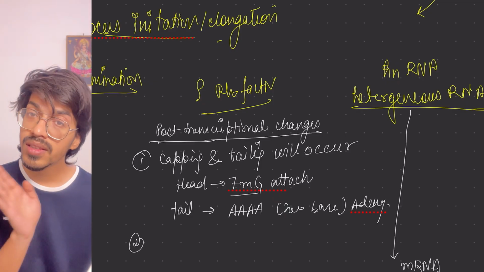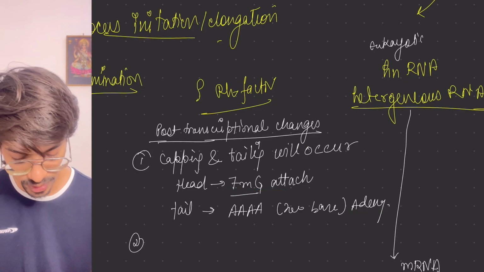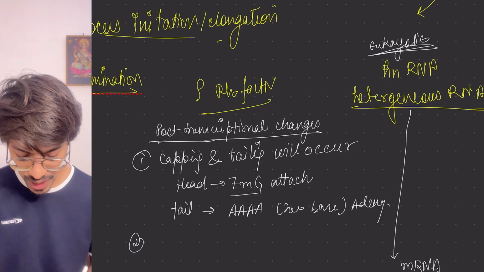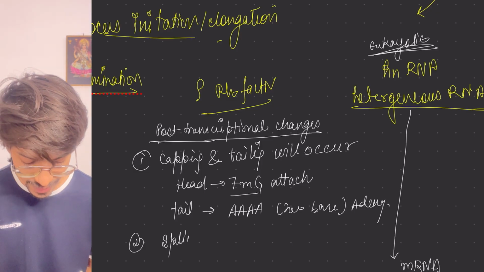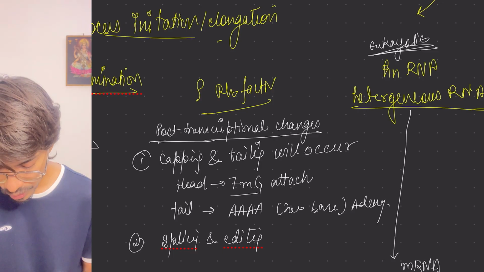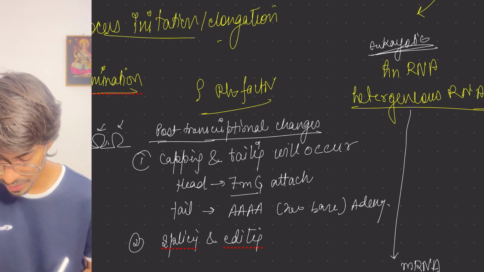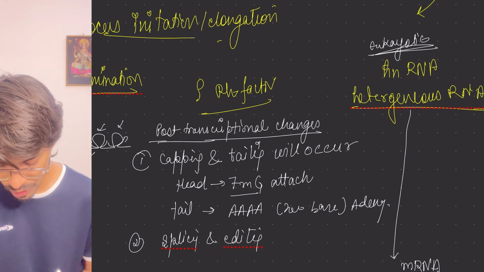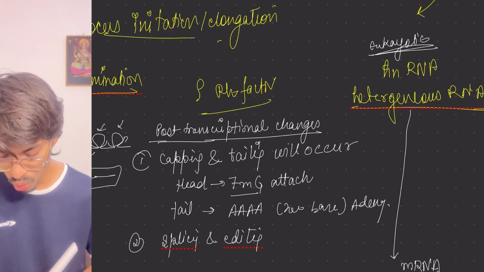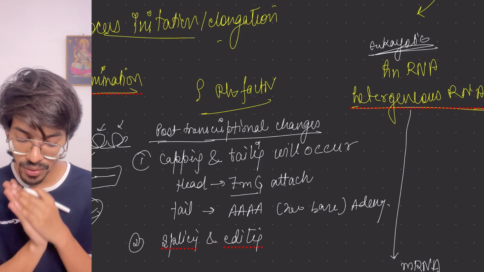Second thing is that in the eukaryotes, both of these post-transcriptional changes take place. There is the presence of exons and introns. So we have to do what? Splicing and editing. What is splicing and editing? If this is the part of the DNA which we don't want, we splice it away. And then the left out part, we just join it and form what? mRNA. So this is the most stable form of the RNA that has been formed.